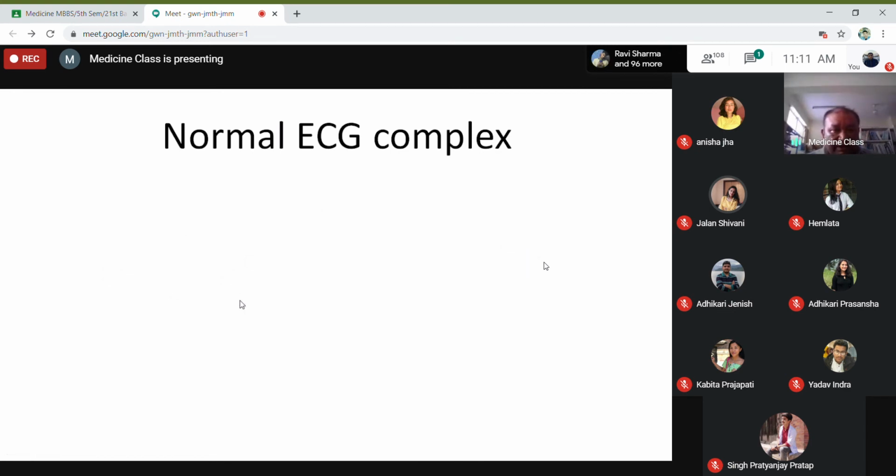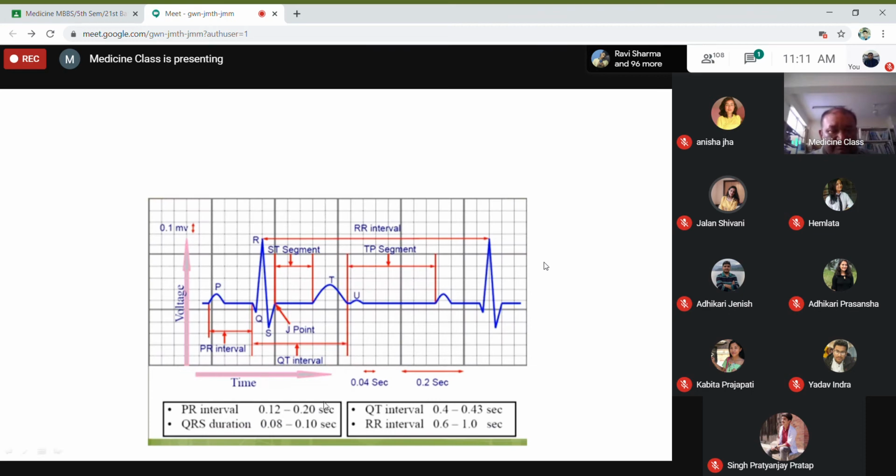If you look at the values, the PR interval is around 0.12 to 0.2 seconds. QRS duration would normally be between 0.08 to 0.1. QT interval would be from 0.4 to 0.43, and RR interval from 0.6 to 1 second. There are a few other points like the J point. This is the meeting of S with the ST segment. This is called the J point. This is important, I'll come to that later in another discussion. And RR interval is from R to the next R.